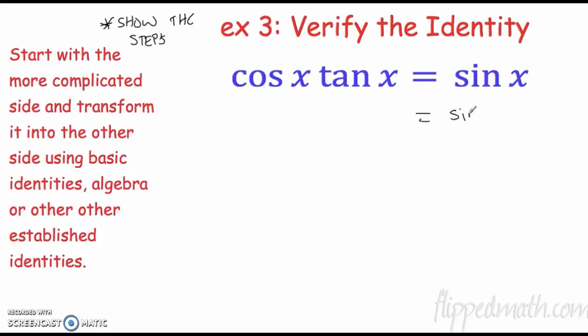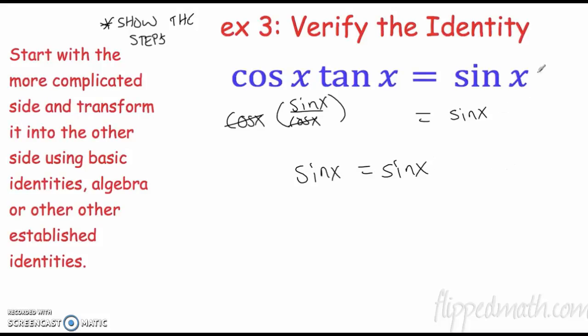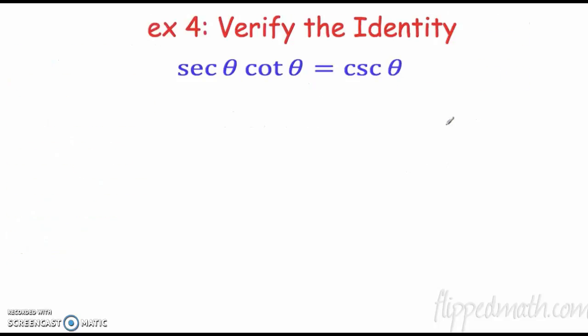So I want to get it to sine x. The first thing I'm going to do is convert this to cosine and sine. So I know that cosine x times tangent is sine x over cosine x. I know that cosine x divided by cosine x cancels out, and I'm left with sine x equals sine x. Pretty easy one right here to start you off with. But notice I started with the more complicated side, got it over here to the sine x, and it does check out. It is verified.